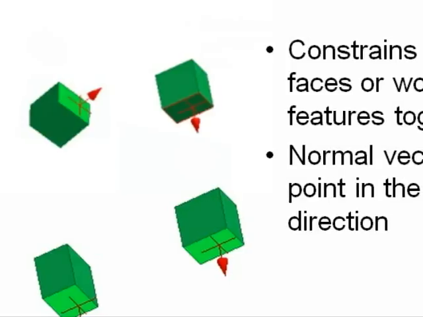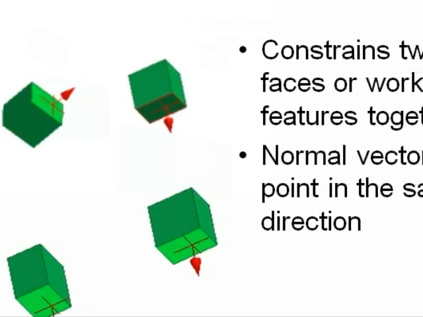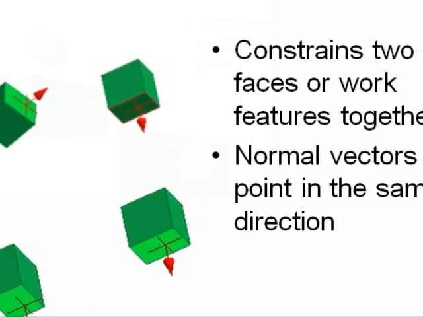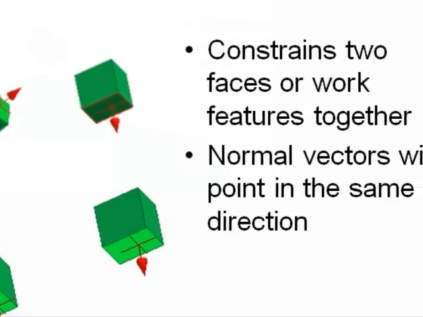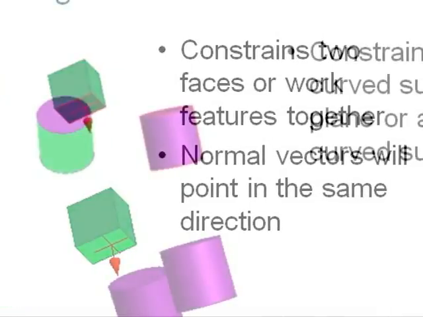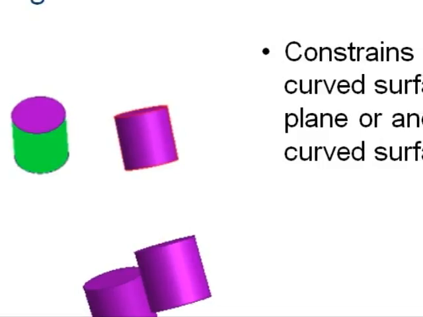This particular picture shows the flush constraint. The flush constraint constrains 2 faces or work features together and is one of the most common constraints used in inventor. This last picture shows the tangent constraint.